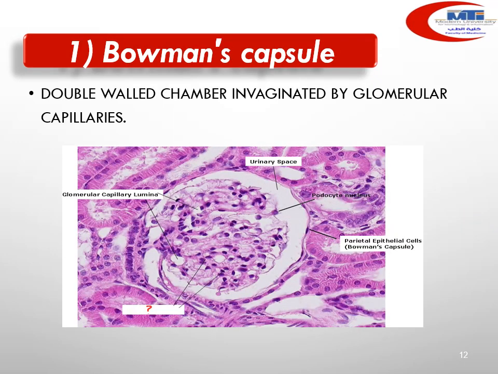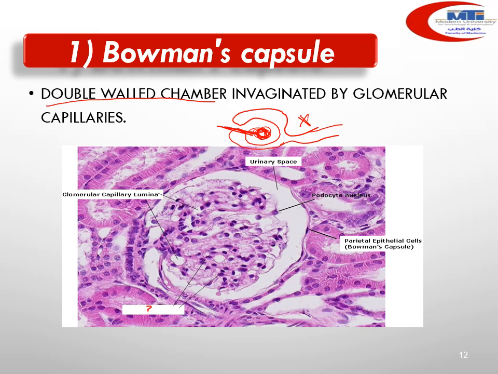The Bowman's capsule or the Bowman's corpuscle is a double-walled structure. As we have said, it is like a balloon, an invaginated balloon, and you have lots of blood capillaries in this area. Invaginated blood capillary. This part is the urinary pool, whereas this part is the vascular pool.